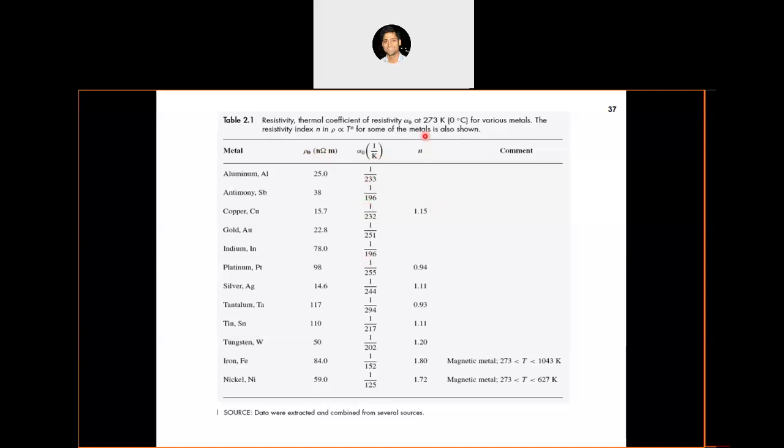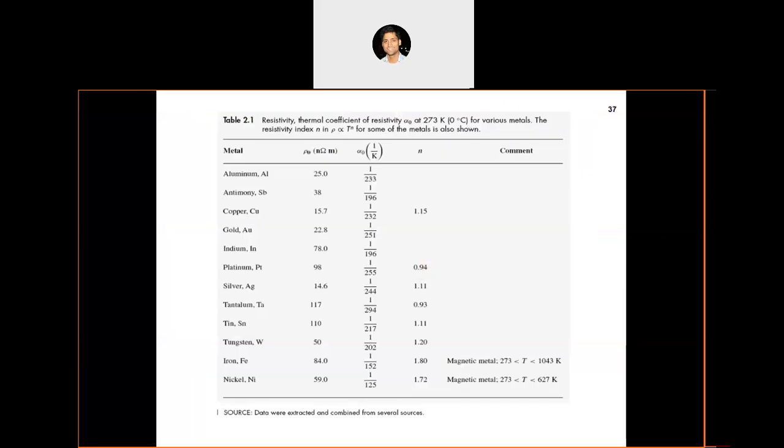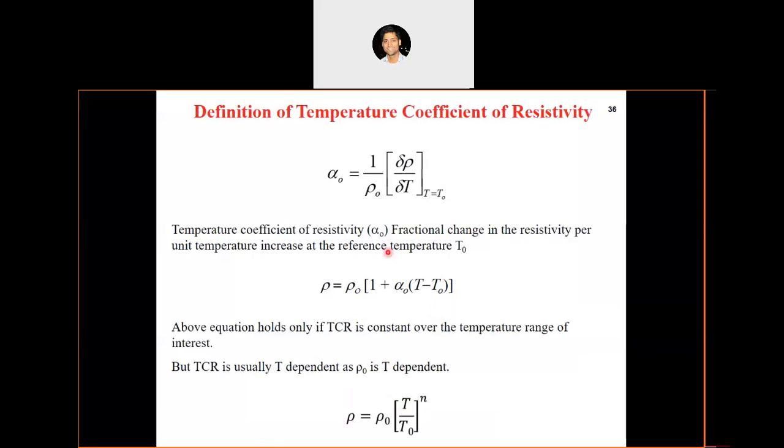And there are different values of n for different metals. So for practical purposes, we cannot really assume n to be 1. If we take this to be 1, that means alpha naught is independent of temperature. But n is not 1 for most of the materials. It is other than 1. So that means there is a definite temperature dependence of this alpha naught. We cannot take that as constant here.